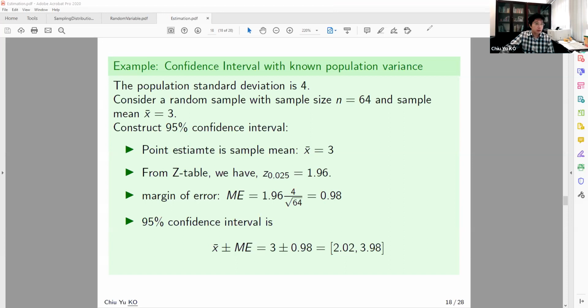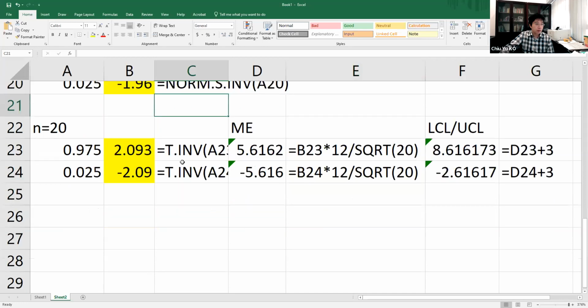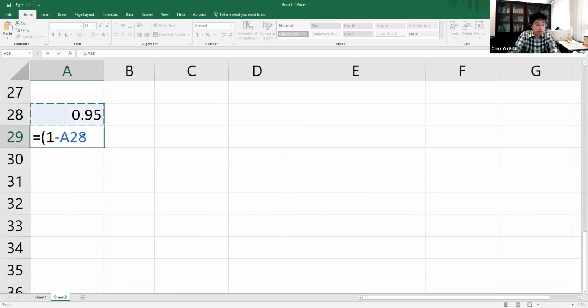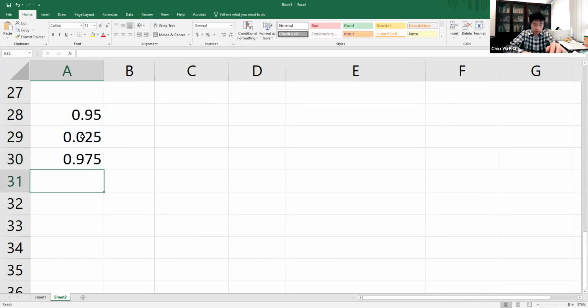There's my Excel. Can you see my Excel spreadsheet? I hope you can. 1 minus this, divided by 2. And this one. Why do we have these two?